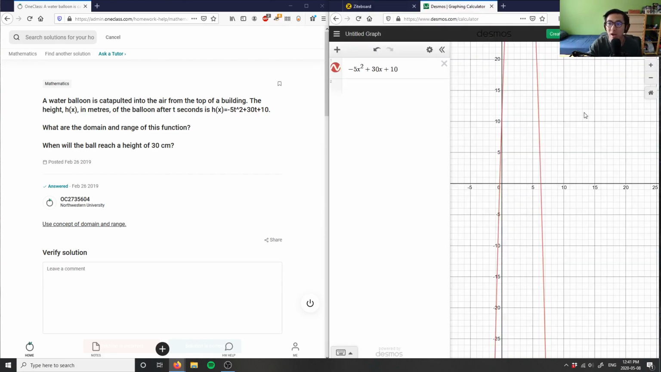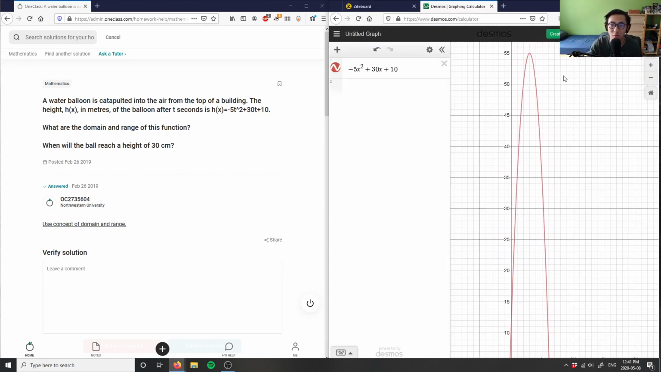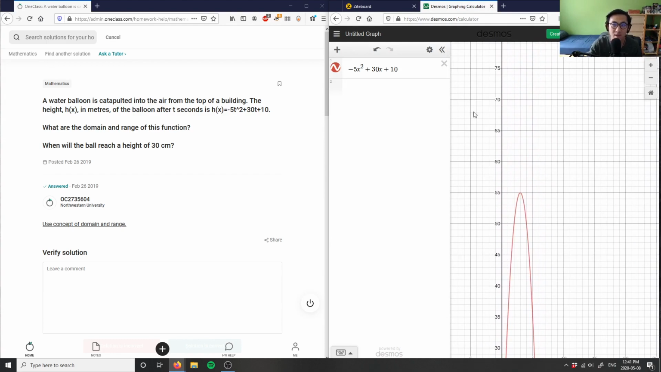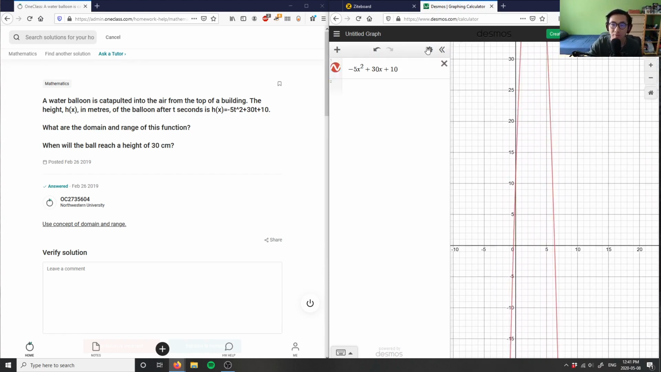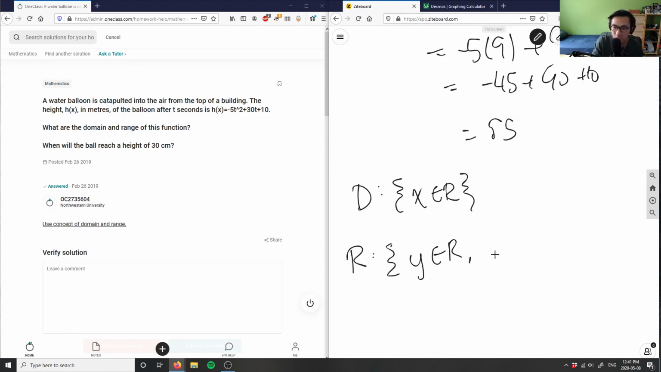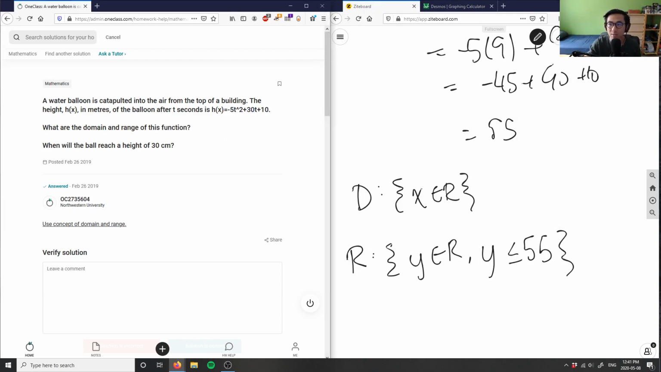And y here, again, I have this vertex here. This vertex is so important because above this vertex, I don't have the function anymore. So y has to be either at 55 or lower, right? So you can say here, y has to be less than or equal to 55. So this here is my range for this function. So that was part A.